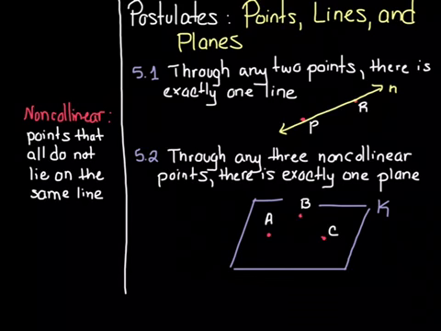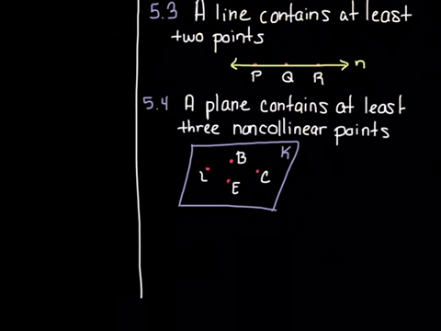Don't forget you have a copy of all the postulates. I'm just going through them really quickly. Postulate 5.3. A line contains at least 2 points. Okay, at least. That means there has to be at least 2 points. There could be 3, there could be 4. There's a lot of points on a line. So for example, I have P, Q, and R on line N.